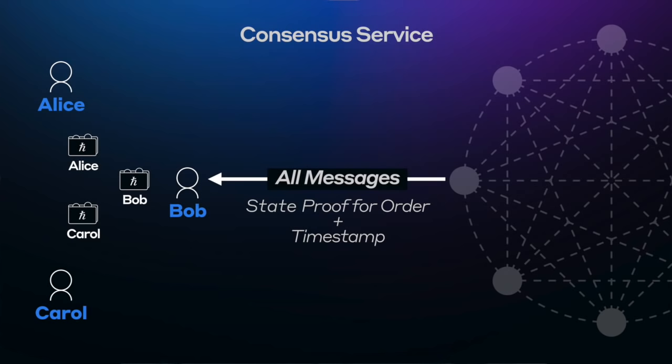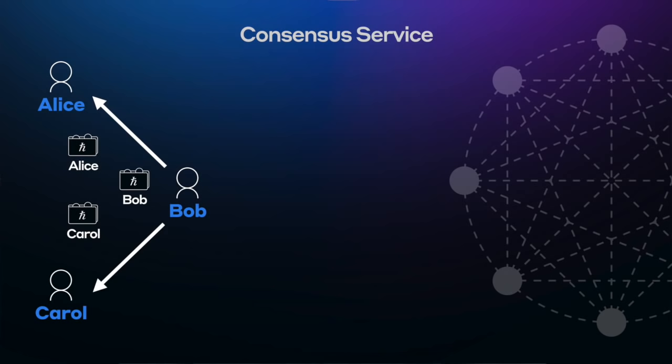So it is a state proof for both the order and the timestamp. All of those messages come back to Bob with a proof that they're in that order and they have that timestamp. Bob can then go ahead and send them to Alice and Carol. So Alice and Carol have them too. They know he's telling the truth because he gave them that proof.